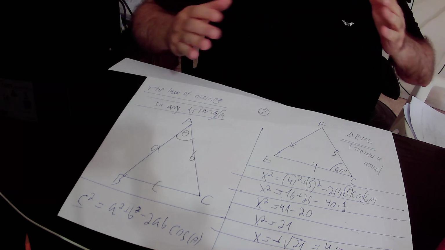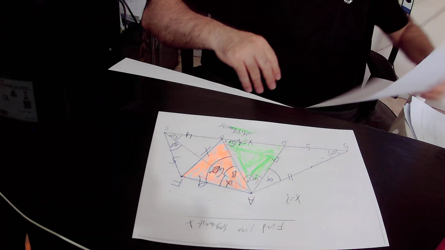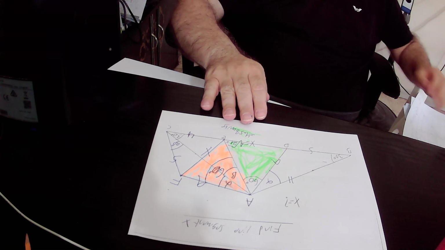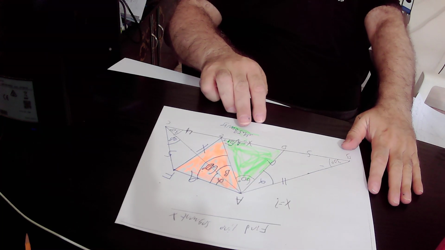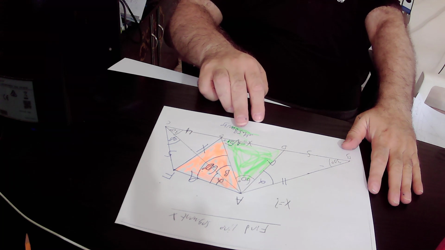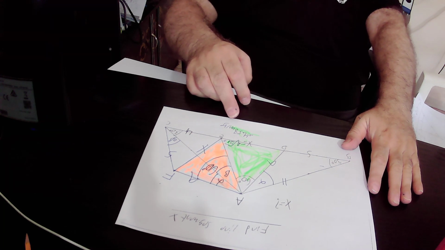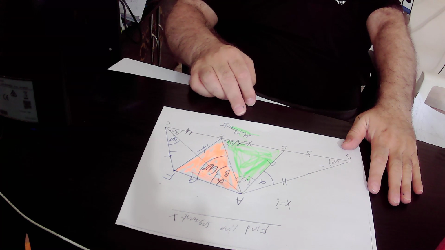In terms of numbers, it is equal to 4.58 units. Here, X, the length of line segment DE, is equal to the positive square root of 21, or in terms of numbers, 4.58 units. We finish with the first question. In the next step, I present to you the second question.